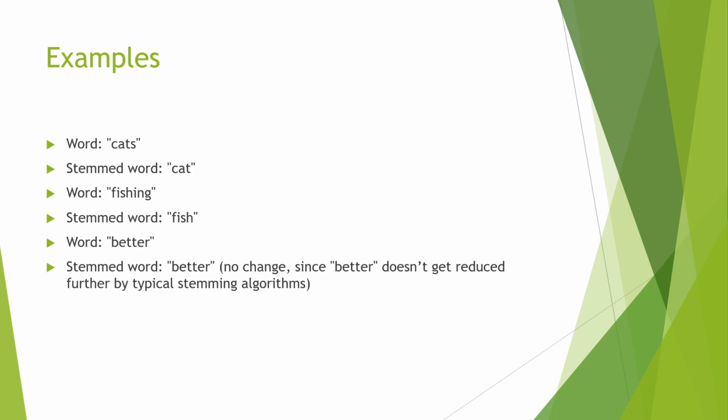So, for example, in the word cats, we remove the suffix s and we generate the stemmed word cat. And in the word fishing, we generate fish, removing ing from it. And the word better remains the same. There is no change because it does not get reduced by the stemming algorithms.